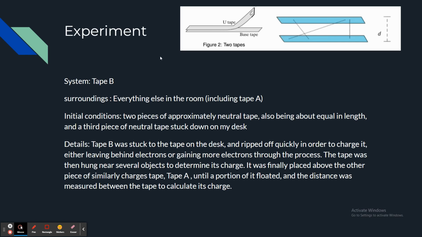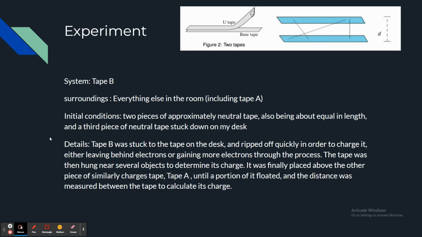For the experiment, the system is tape B, which would be here. Surroundings is everything else in the room, including tape A. The initial conditions: two pieces of approximately neutral tape, also being about equal in length, and a third piece of neutral tape stuck down on my desk.